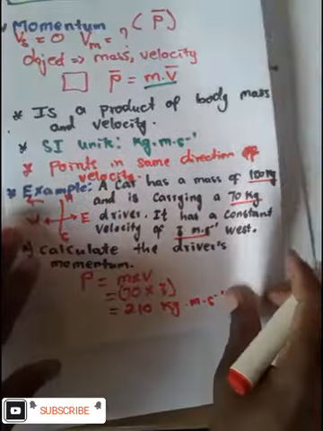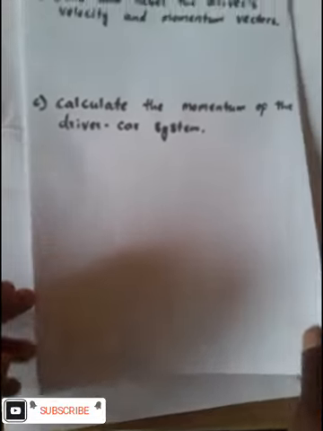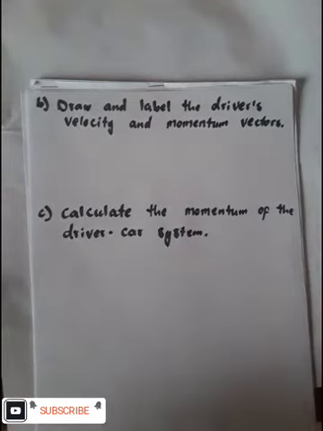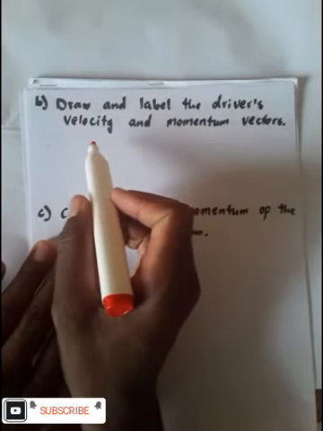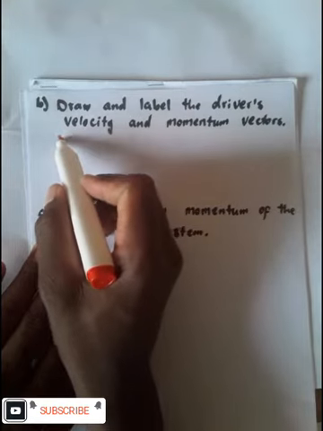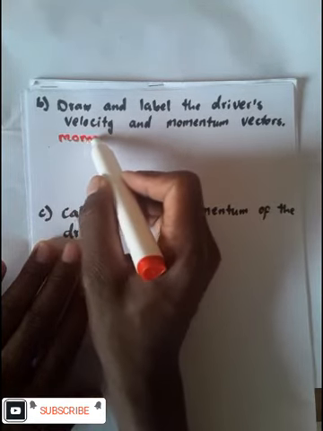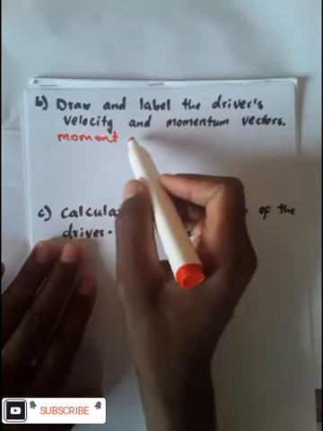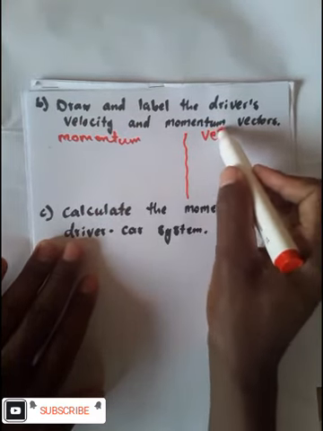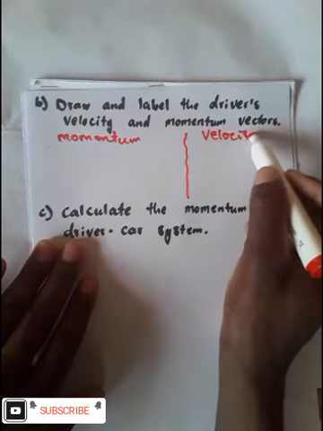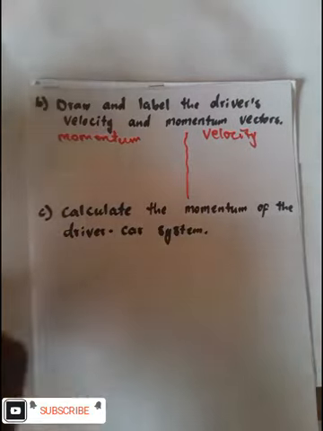Okay, so let's move on. The second one says draw and label the driver's velocity and momentum vectors. You can see it's here. So the driver is going west. The driver's momentum is going west. So let's start with the momentum. Here is going to be momentum, and then this one is going to be velocity. So let's draw that and label it.